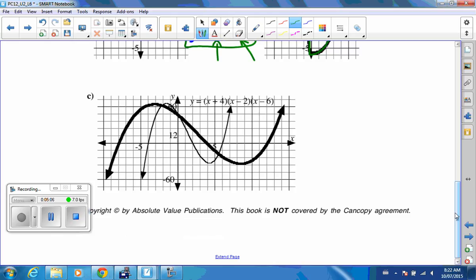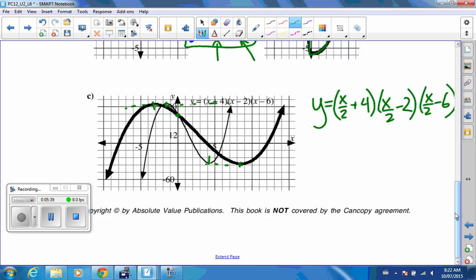And here I can see that it's not a vertical change, but it is a horizontal change. So this point went from here to there, 1.5 to 3. This point goes from about 4 to a little bit past 8. So it's a horizontal stretch by a factor of 2. So y equals x over 2 plus 4, x over 2 minus 2, x over 2 minus 6. Or if I really wanted to, it'd be easier to just go, it's f at x over 2.